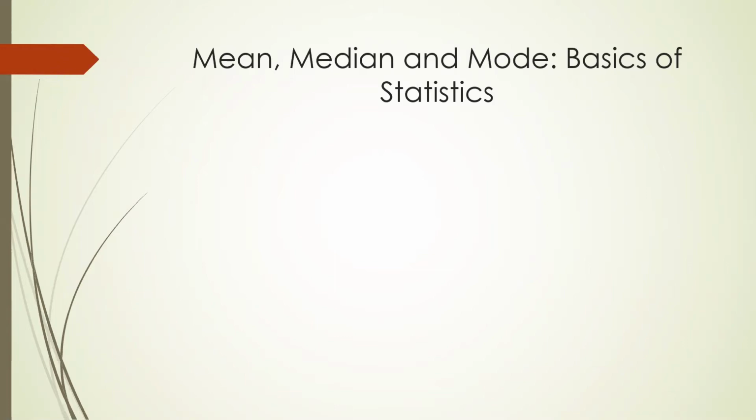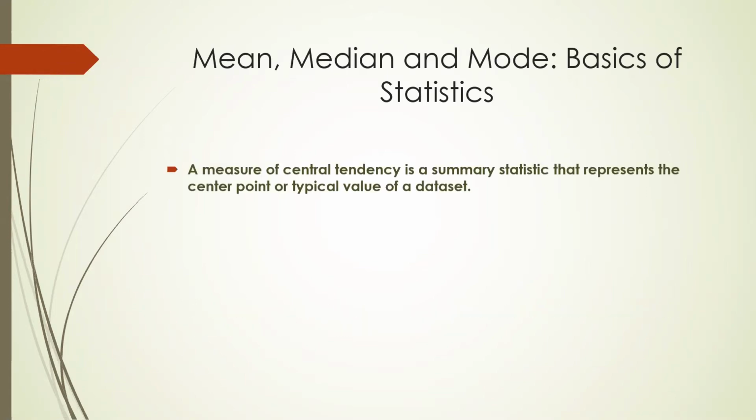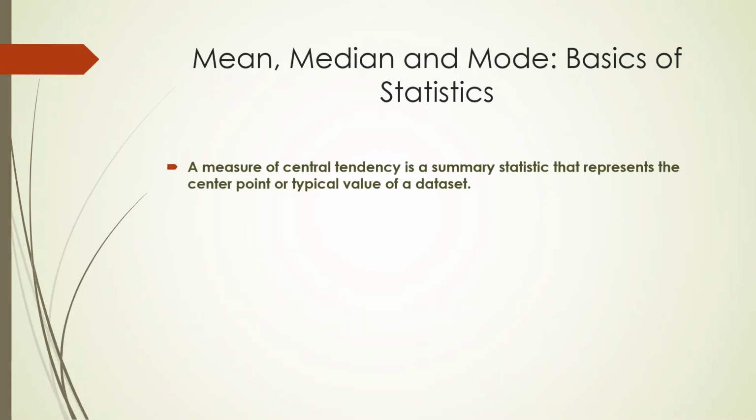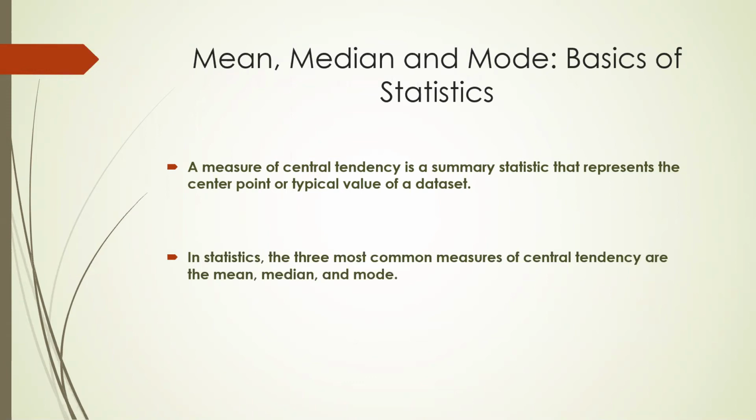In this video we will be talking about mean, median and mode, which is the basics of statistics as well as data science. These are basically measures of central tendency, which is nothing but a summary statistic that represents the center point or typical value of a data set. So it is basically the tendency of the data to cluster around a central location. There are three most common measures of central tendency, which are mean, median, and mode.